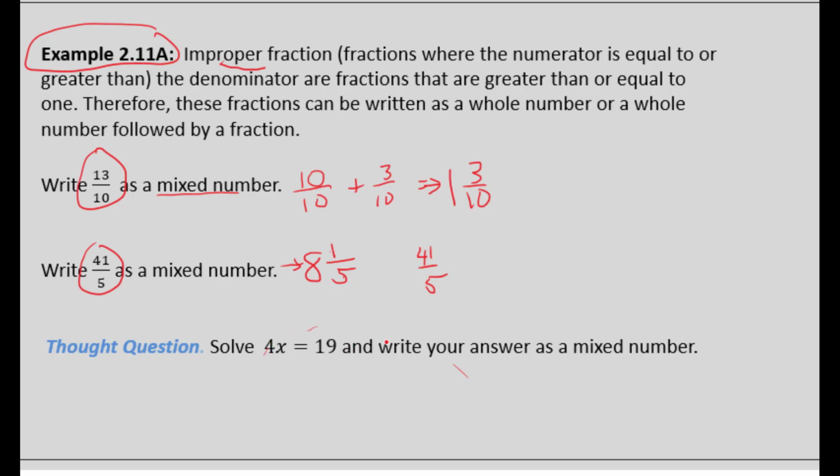Now I'm going to solve this and write my answer as a mixed number. Well, if I'm going to solve it, I'm going to divide both sides by 4, because 4 divided by 4 is 1, and 1 times the number x is x. So I'm going to get x equals 19 over 4.